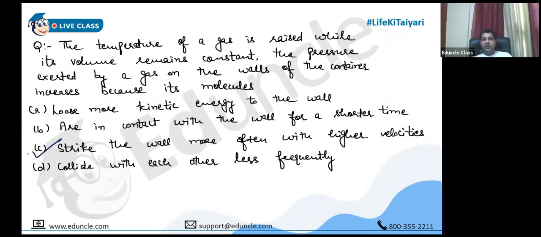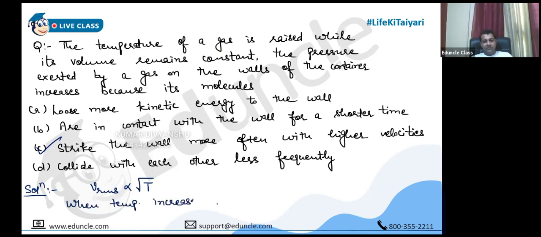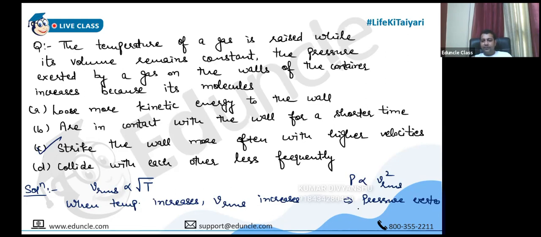Please give your answer only in chat box so that other students can also attempt the question. But otherwise, it is correct. It is C. Because when we increase the temperature, VRMS will increase. We know that VRMS is proportional to square root of the temperature. When temperature increases, VRMS increases. And if VRMS increases, pressure is directly proportional to VRMS square. So pressure exerted by the gas increases. So that's why they are saying that if they increase the temperature, the pressure will increase.